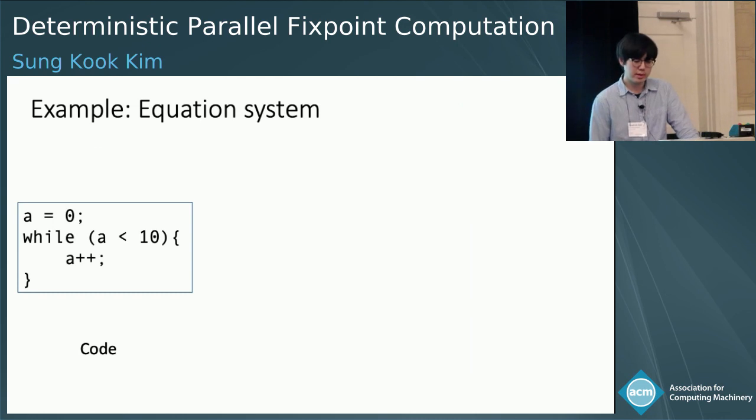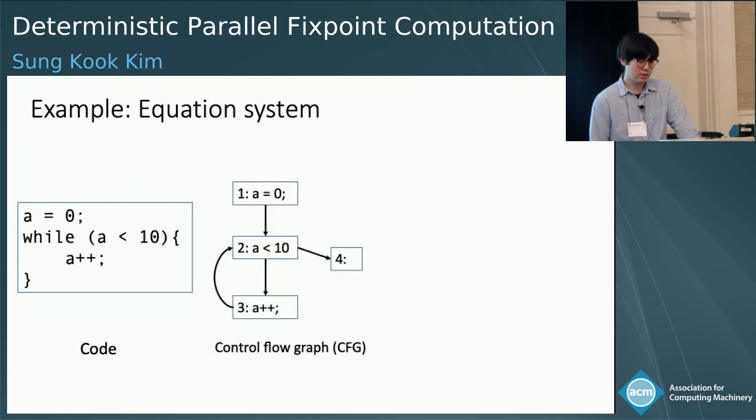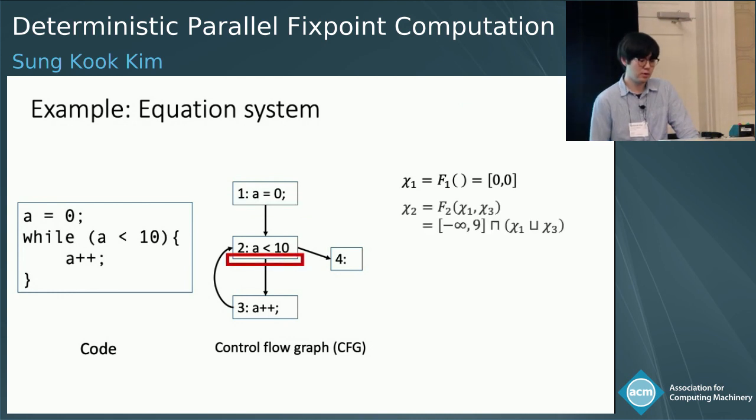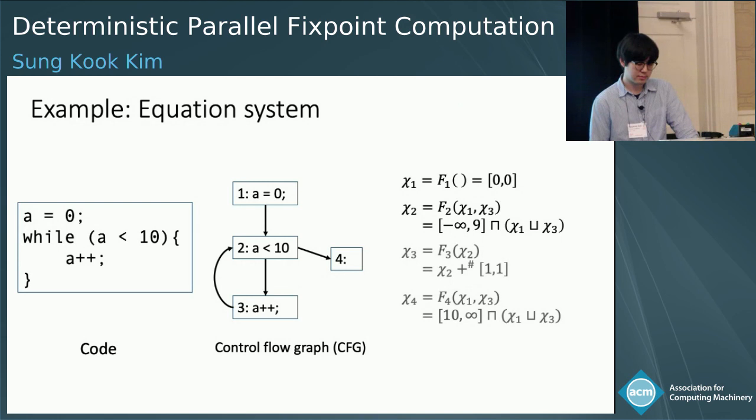You can set up an equation for this simple code by the following steps. You first construct the control flow graph of this program, and for each control point, for example, control point 1, which is the bottom of block 1, you specify with an equation that the value of a is exactly 0. And for control point 2, you say that the value of a is less than 10, and it comes from points 1 and 3. You can do a similar thing for the rest of the equations, and you get the equation system.